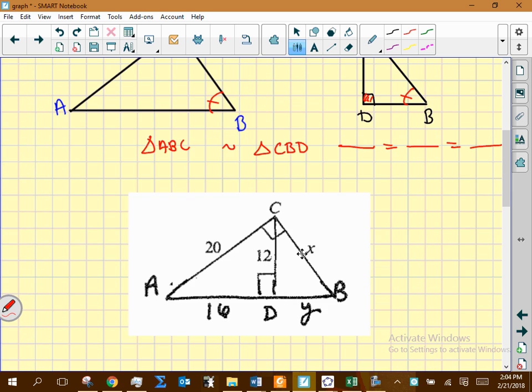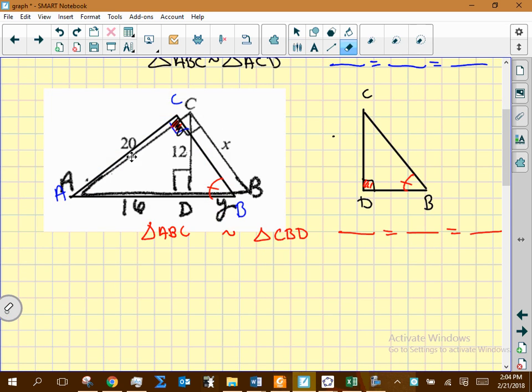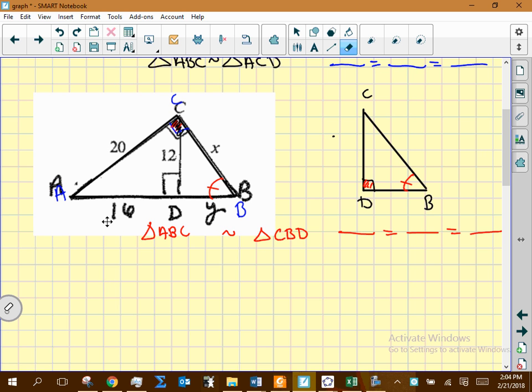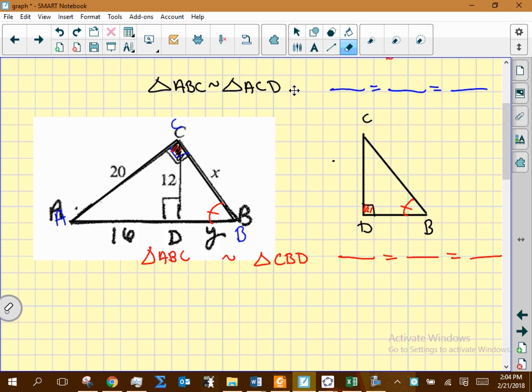Now here's my question. If you know that ABC is similar to ACD, but ABC is also similar to CBD, what can you tell me about that one and that one? Nope. You're close. They're similar. Okay. There may be a special case where they're congruent. That special case, I believe, is when the original one becomes a 45, 45, 90 right triangle, an isosceles right triangle.